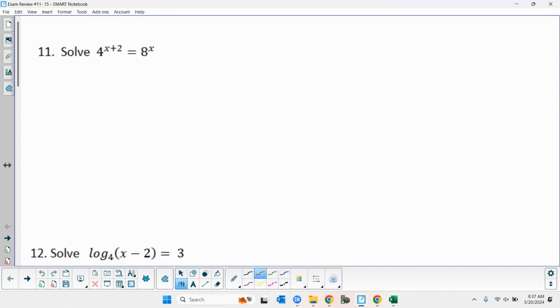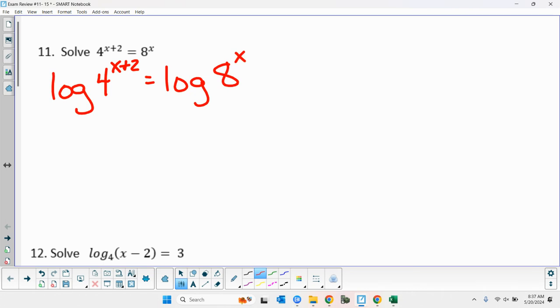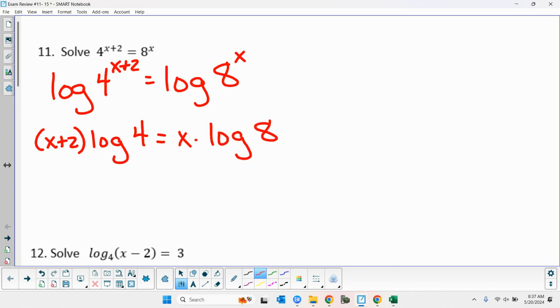So I'm going to take the log of both sides first. Nothing else changed yet. I just took log of both sides. And since I turned it into a log problem, what can I do with those exponents? I can move them out front. I can put them on the same level. So this x plus 2 can go in front times log of 4, and then this x times log of 8. That's the reason we do that, so we can get the exponents on like ground level instead of exponent level.